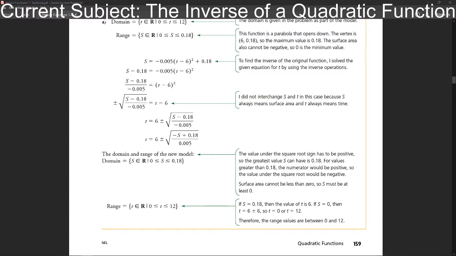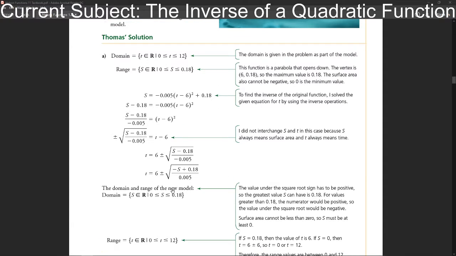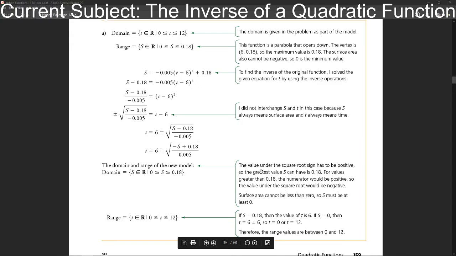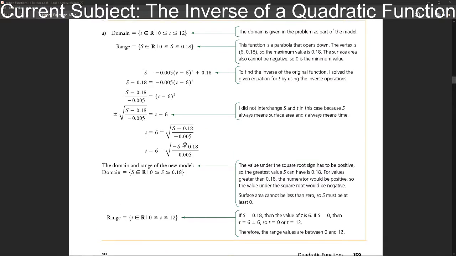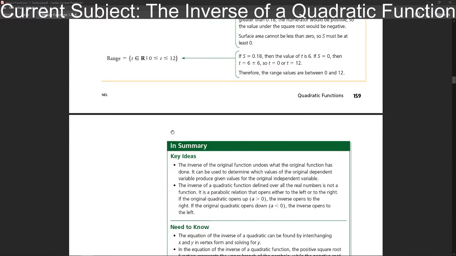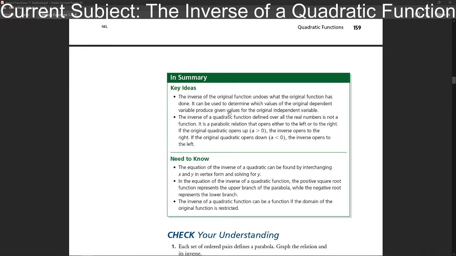Very good, very good. And the domain and the range of the new model is, of course, just the original, but backwards. And there you have it. And so then over here, whenever we know the surface area, we plug it in here, and then we get the time that it's relative to. Okay, very simple and straightforward, good stuff.